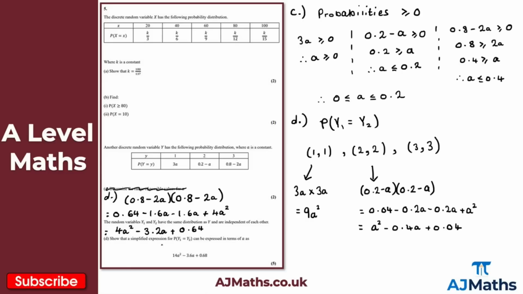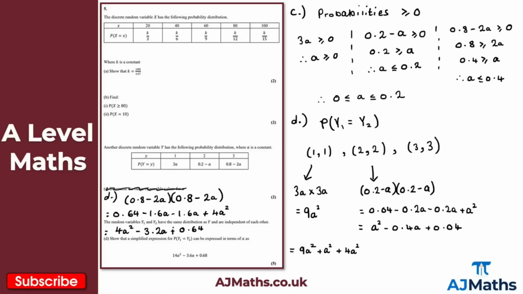Okay. So we're nearly there now. All I need to do now is add all of this together. So the probability that y1 is equal to y2, we can express in terms of a by adding all of these together here. So what have we got here? We've got 9a squared. I've got a squared here and 4a squared. So let me just put all the a squared terms together. That's 4a squared.